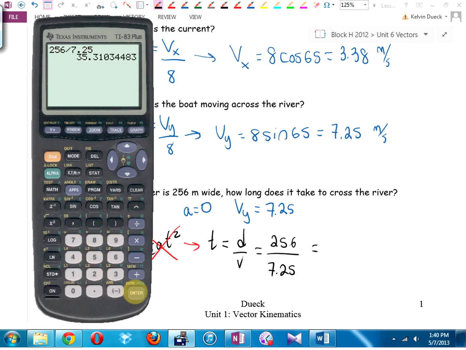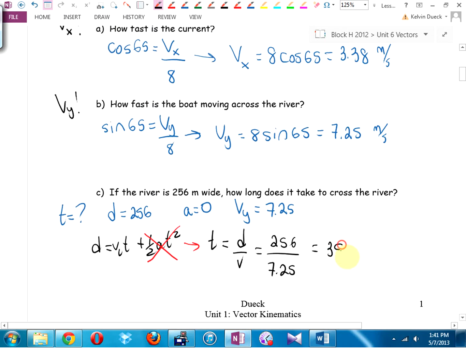Do you get 35.3? Now, if I really wanted to be uber accurate, I could even go like this: 256 divided by bracket 8 sine 65, because that's almost the same amount of typing as typing 7.25. To type 7.25, that's 1, 2, 3, 4 keystrokes. To type 8 sine 65 is 1, 2, 3, 4 keystrokes, whichever. Still 35.3, 35.31. I'll go 35.3 seconds. That's how long it will take this person to cross the river.